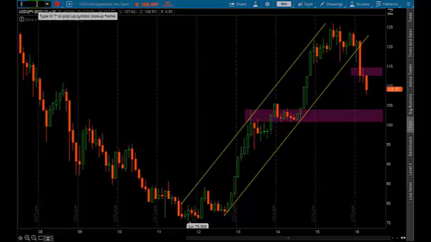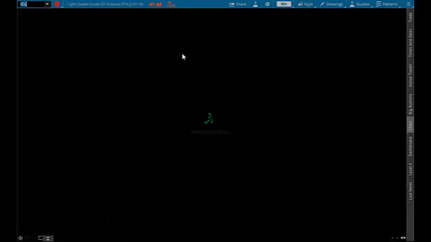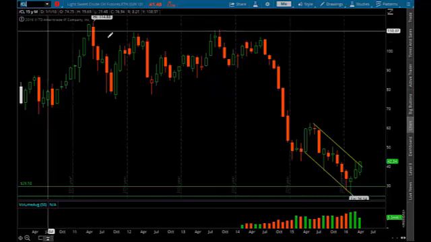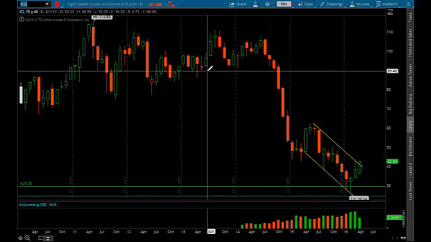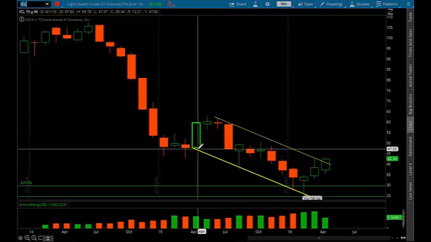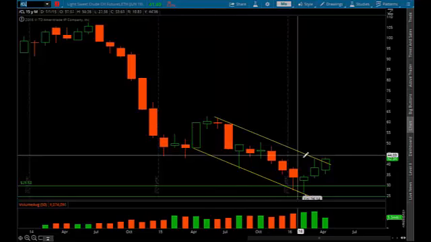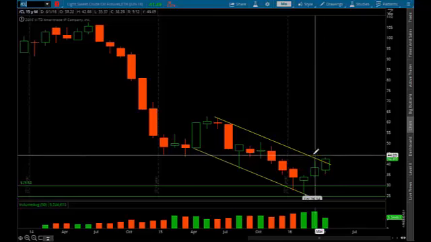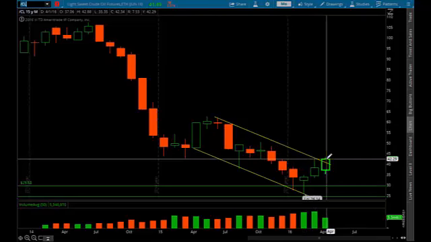Let's look at CL. CL is also, if you look, a beautiful downtrend, right? But what I'm noticing here, let's zoom in a little bit, is that price traded into this downward channel and was able to break above this yellow trend line to the upside.